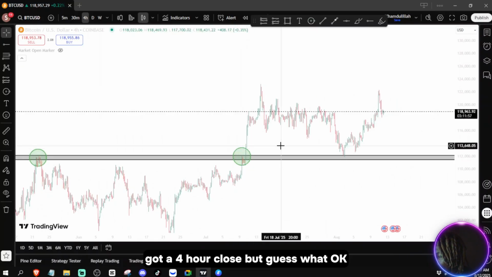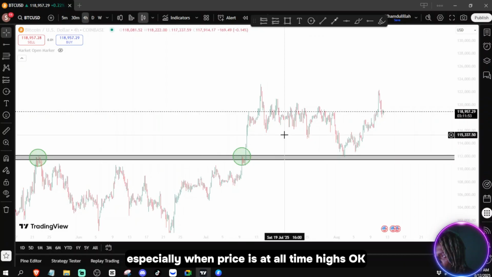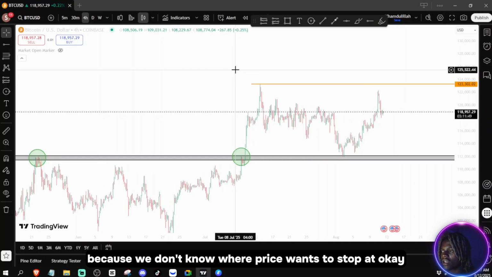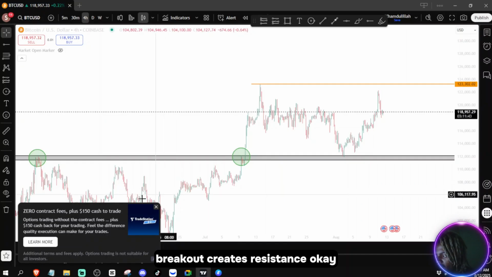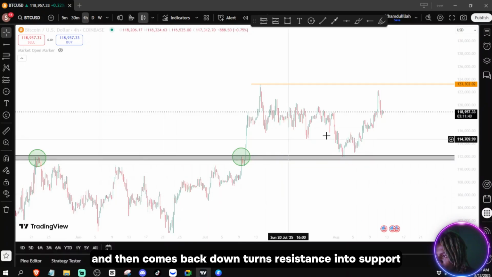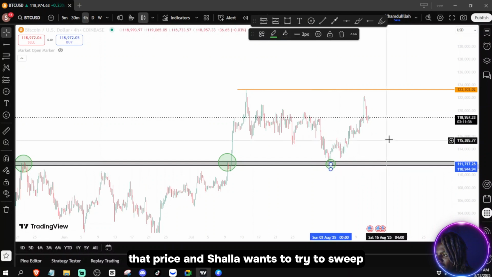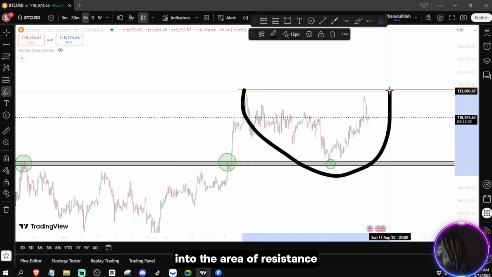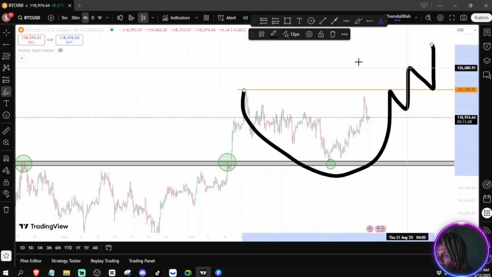But guess what? Sometimes you can't just enter a resistance breakout, especially when price is at all-time highs, because we don't know where price wants to stop. But when price goes up through the resistance breakout, creates resistance, and then comes back down, turning resistance into support, now I can easily conclude that price, inshallah, wants to try to sweep into the area of resistance, so then we can potentially get a breakout.